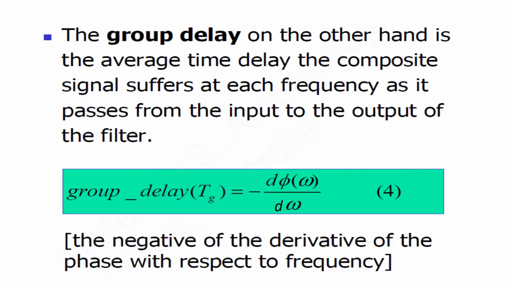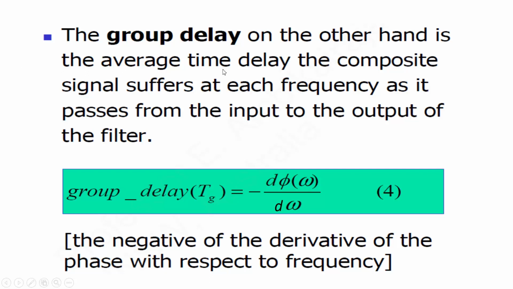Now all the frequencies will suffer the same delay while passing through the filter, because if you look at the mathematical formula, it is the derivative. So the derivative of the linear function is a constant function. So that means the group delay will be constant. That means every frequency will suffer the same delay while passing through the filter, specifically through the FIR filter. FIR filters are highly stable and they have linear phase response.